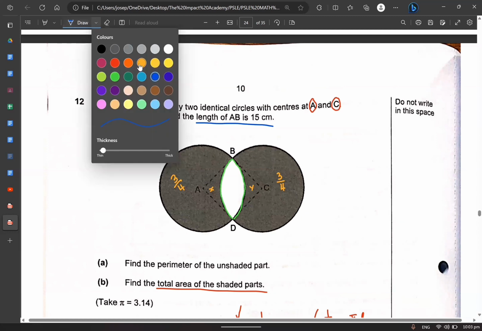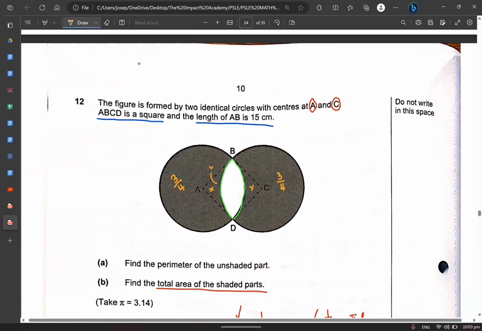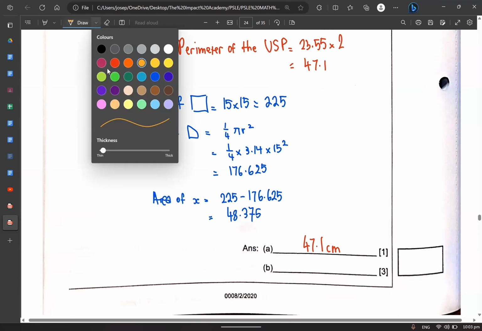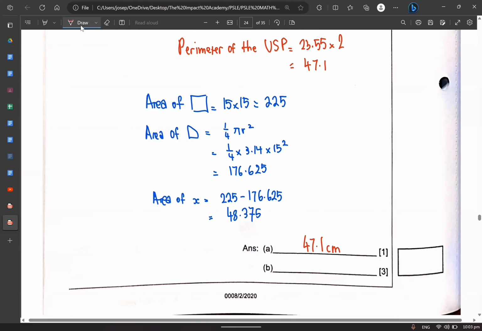Okay, so what is 48.375? We know that this small little part over here is 48.375, which means to say this is also 48.375. So do not confuse yourself. The area of the three-quarter circle is not 48.375. Okay, so now what I'm going to do next is I'm going to find the area of the three-quarter circle.